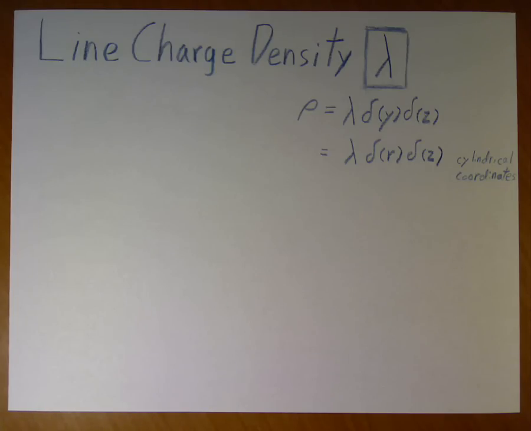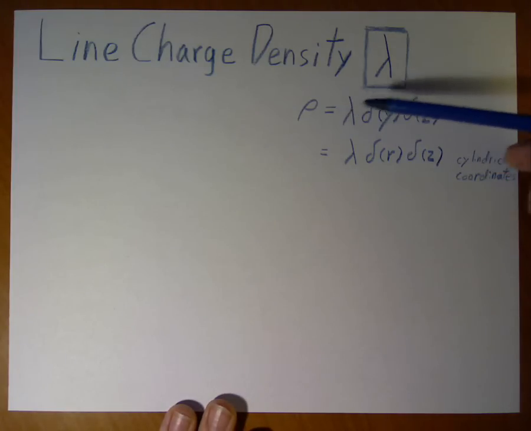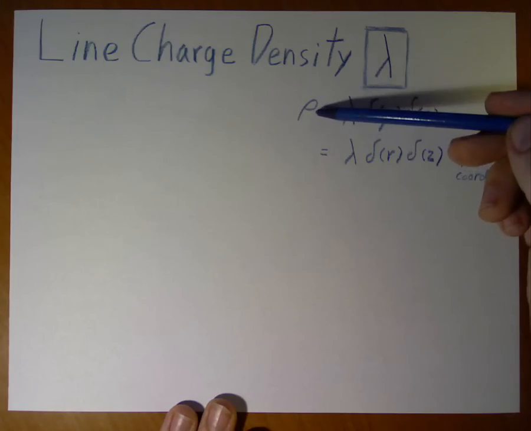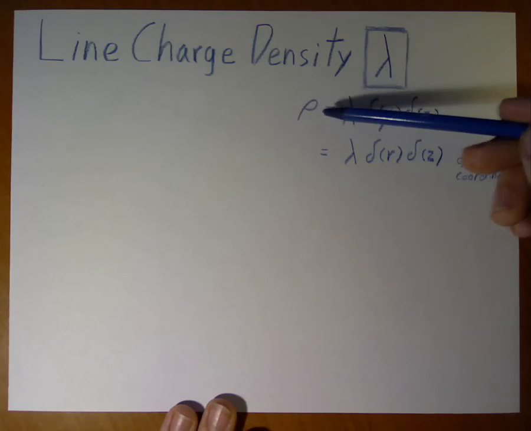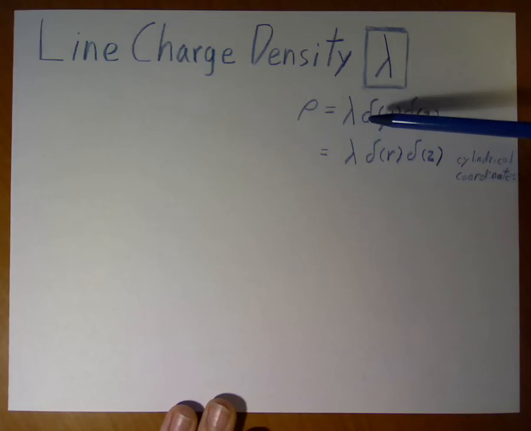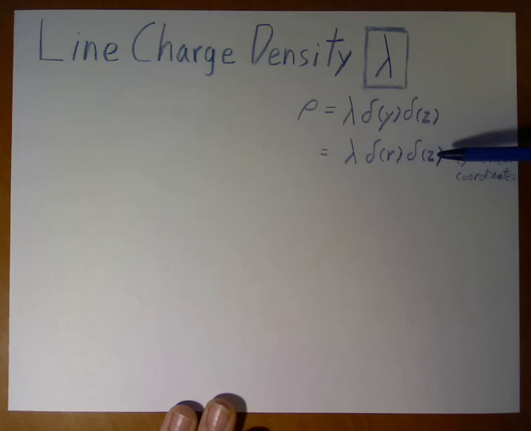In this video, we're going to look at how to evaluate the electric field from a line charge density using Gauss's law. To start, we recognize that the line charge density, or charge per length, we can write out as a generic volume charge density, as a line density with appropriate delta functions.